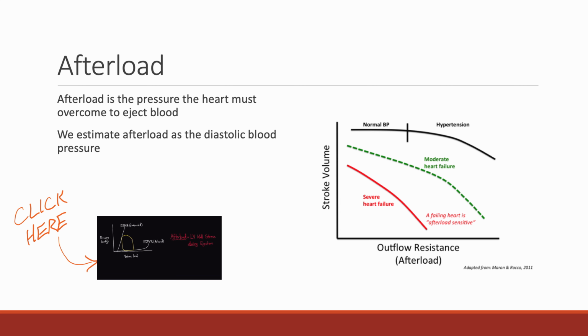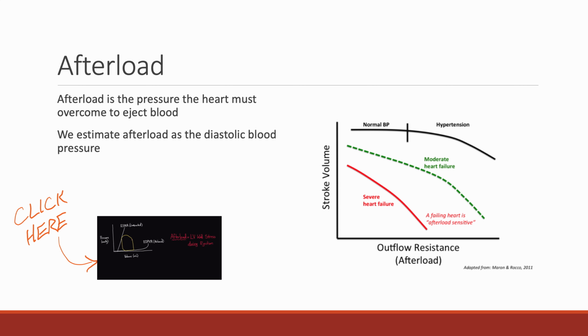Next is afterload. So afterload is the pressure that the heart has to overcome to eject blood, right? And you think about, what is the pressure if you're standing in the ventricle and you look up at the aortic valve and you're waiting for that valve to open? What pressure does the heart have to overcome to open that valve? Well, it has to overcome the diastolic blood pressure, doesn't it? Right? You think about that. The first pressure that's going to open up that valve is when it gets to the diastolic pressure, not the systolic pressure, but the diastolic pressure.